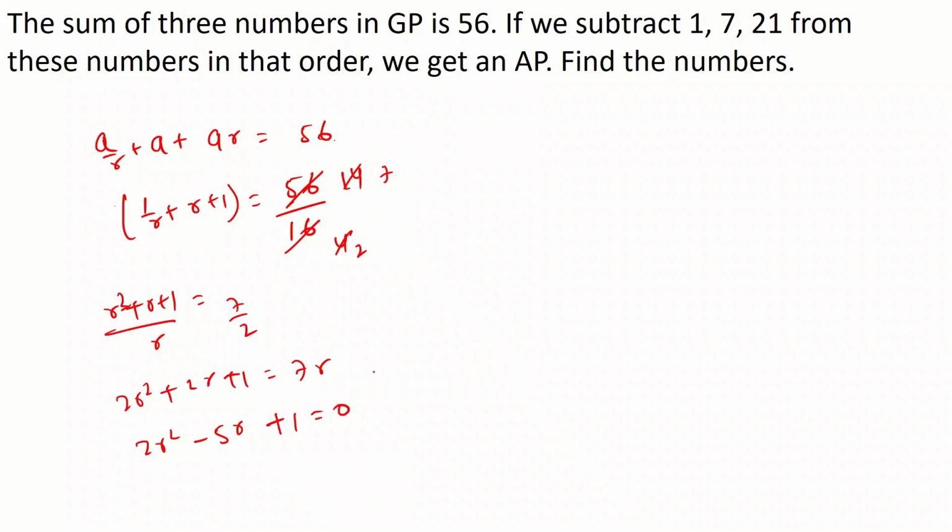Sorry, this will be 2 and this will be 2. So now we can write it as 2r square minus r minus 4r plus 2 is equal to 0. So we get the two values of r to be r equal to 2 and r equal to 1 by 2. And in a similar way, now you can find out the three numbers. First you'll have to take r equal to 2 and then take r equal to 1 by 2. Okay, that's it.